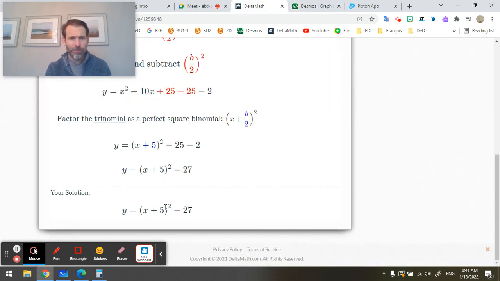Now let's take a look here. I was able to just look at it and tell you that if x is minus 5, then this would be 0, and the value of y would be negative 27. So when x is negative 5, that's why this one is a sign flipper. But otherwise, the 5 and the minus 27 give you the coordinates of the vertex.